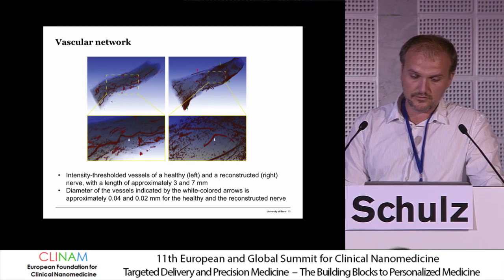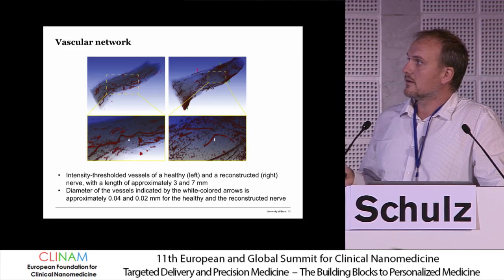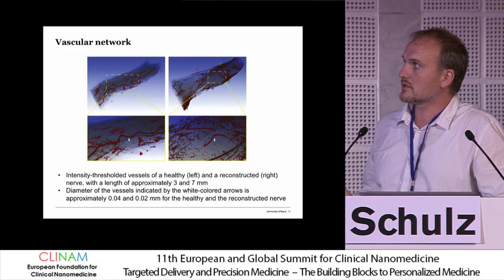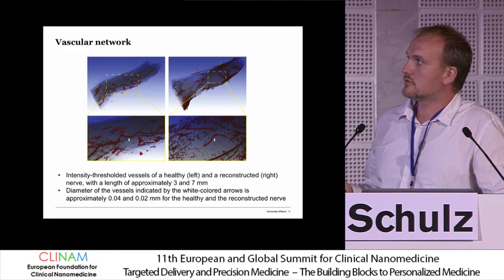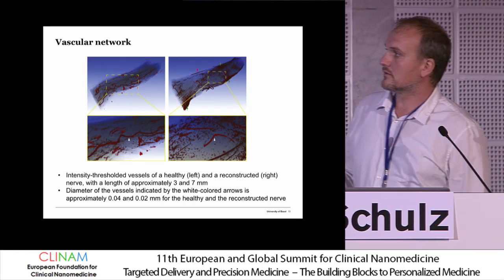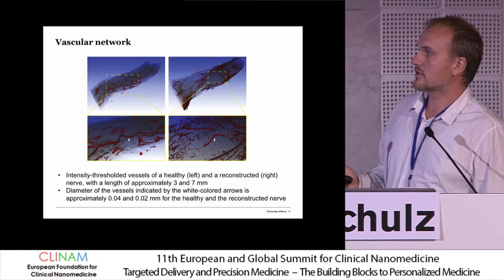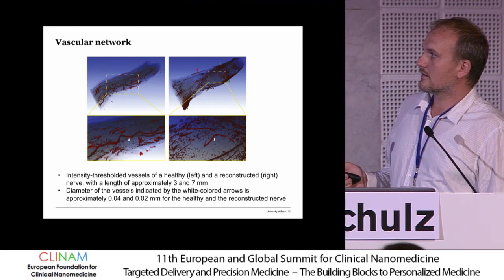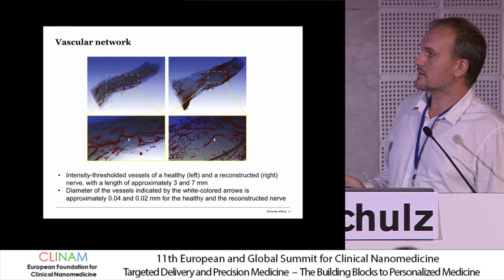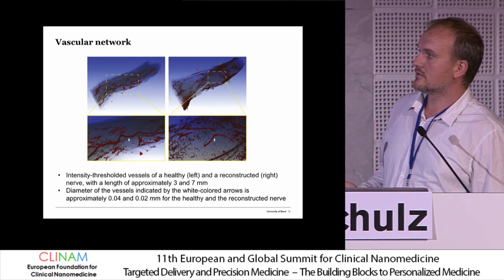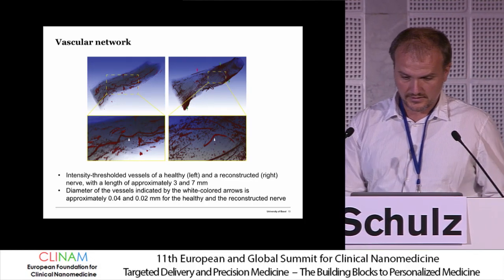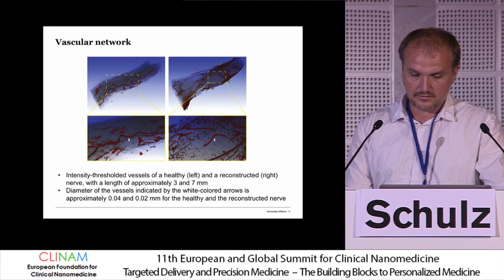Another feature of X-ray tomography is that one can segment or make tissues semi-transparent or transparent. In this case, we made the tissue transparent, using a so-called intensity threshold, and had a look at the blood vessels of the two nerves. To give you a feeling, these two vessels here have diameters of 0.04, so 40, and 20 micrometers.